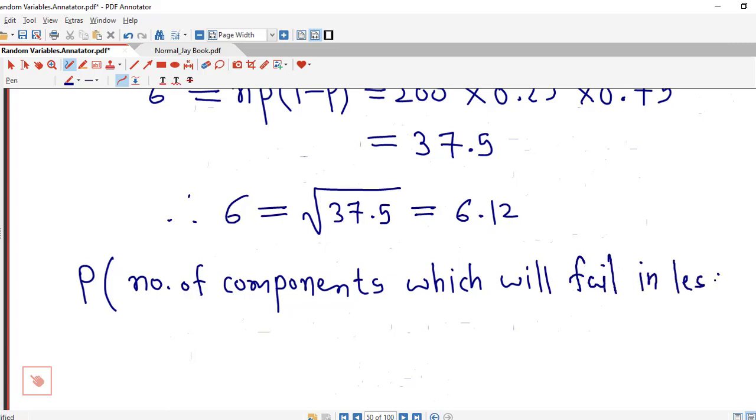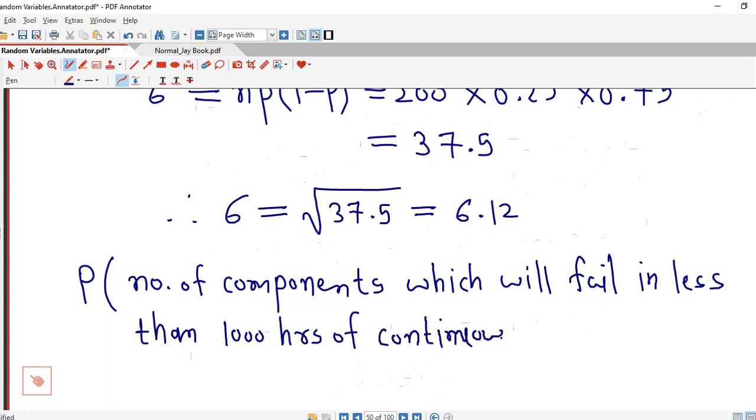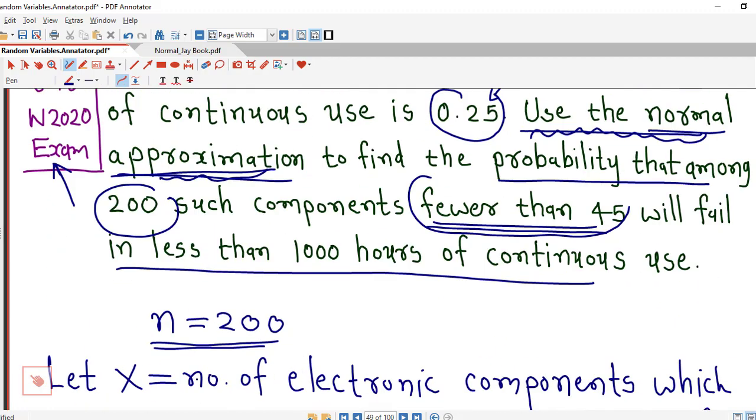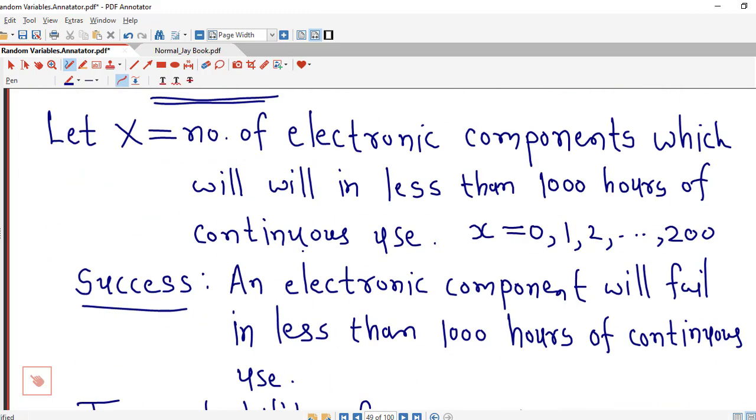in less than 1000 hours of continuous use is less than 45. We are asked to find the probability that the number of components, fewer than 45 components, will fail in less than 1000 hours of continuous use.